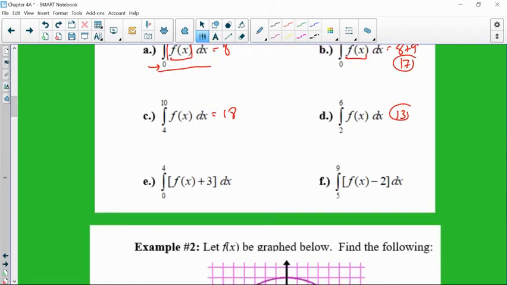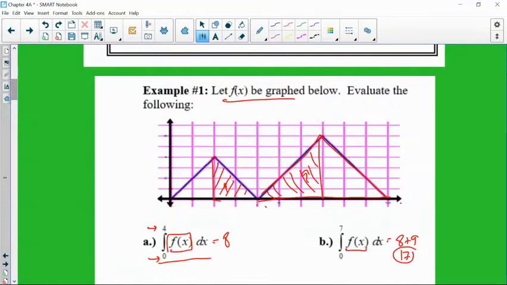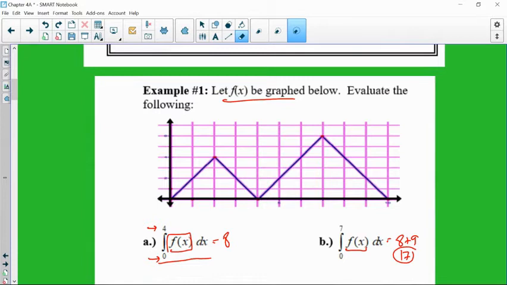Now, 0 to 4 of f of x plus 3. Think about what's happening to this graph, plus 3. You're taking this image that you see and you're adding 3 to that image. So the x-axis is being pushed up 3 units. 1, 2, 3. So here is where the new x-axis would be.